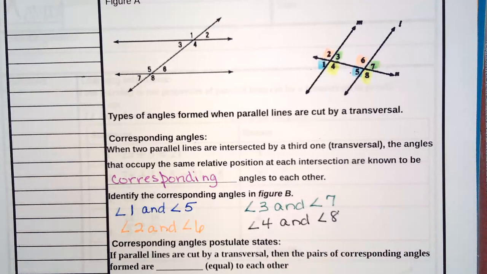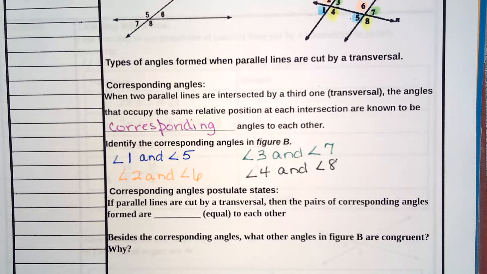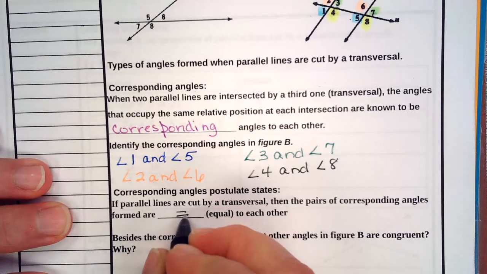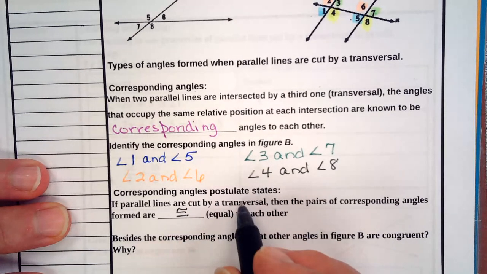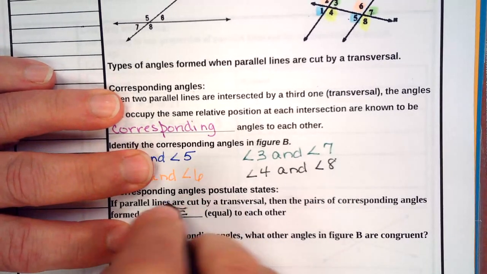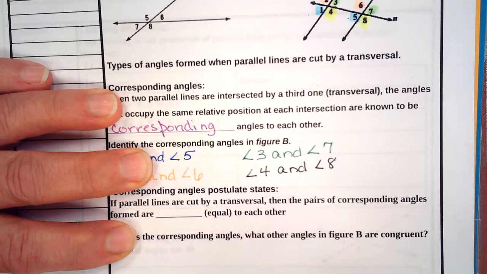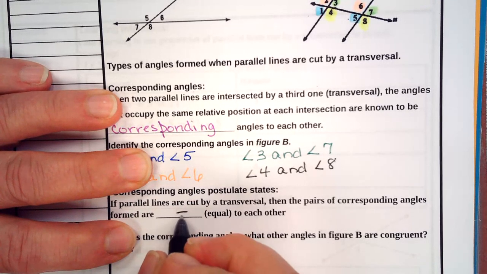Okay, parallel lines cut by a transversal, then the pairs of corresponding angles formed are what? They are congruent to each other. This is your postulate. Postulate means that we do not have to prove it. We accept it as a statement of fact without ever proving.